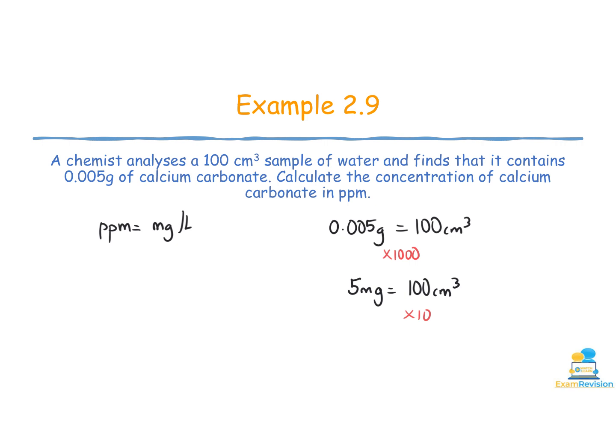centimetres cubed. When I multiply it by 10, I'll have 50 milligrams in 1,000 centimetres cubed, which is the same as having 50 milligrams in 1 litre. And when I have 50 milligrams in 1 litre, I will have 50 ppm. Therefore, the concentration of the calcium carbonate is 50 ppm.